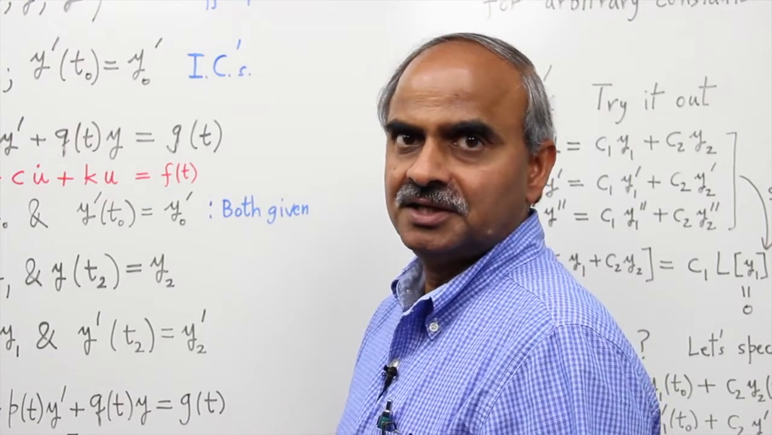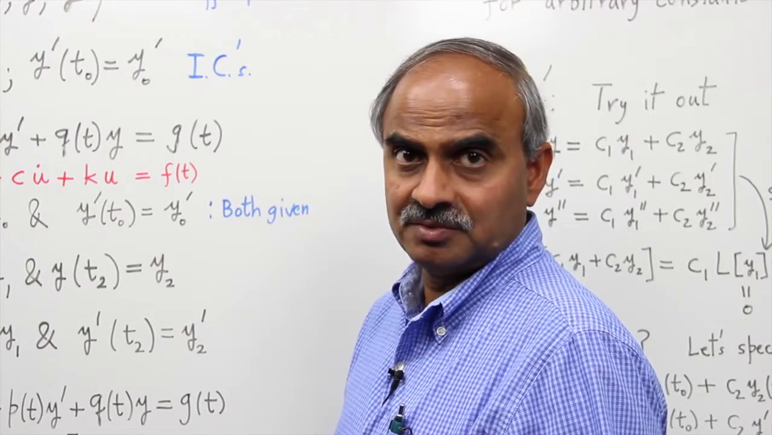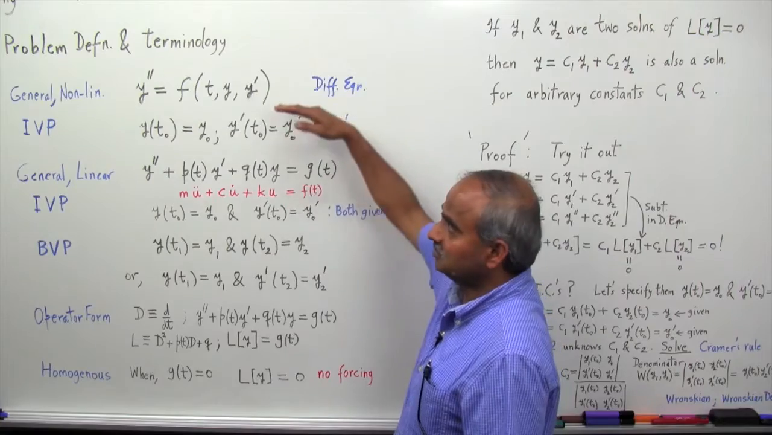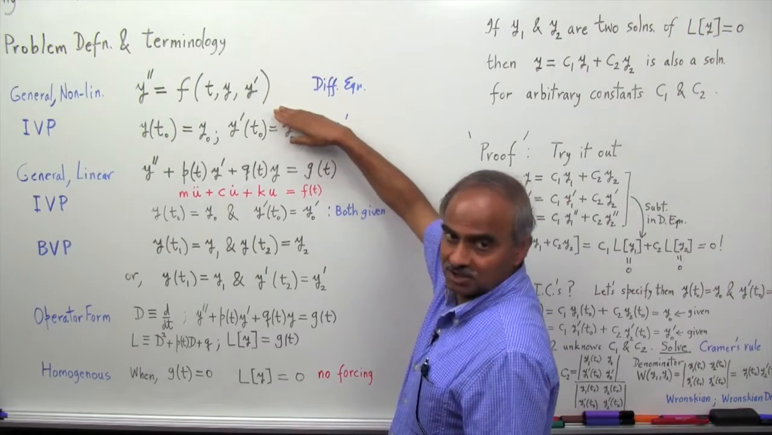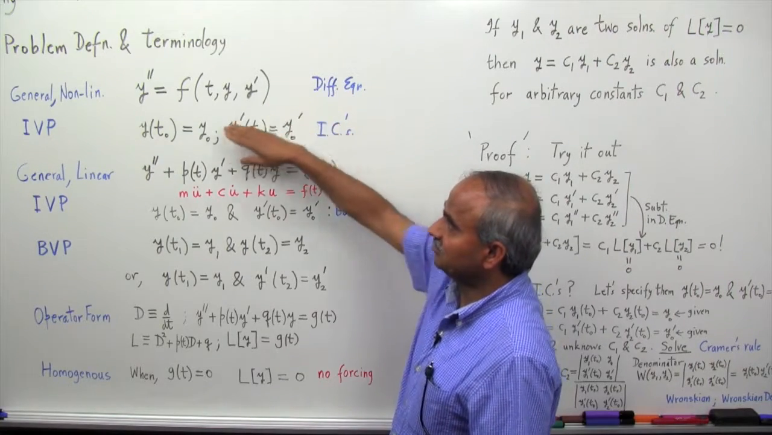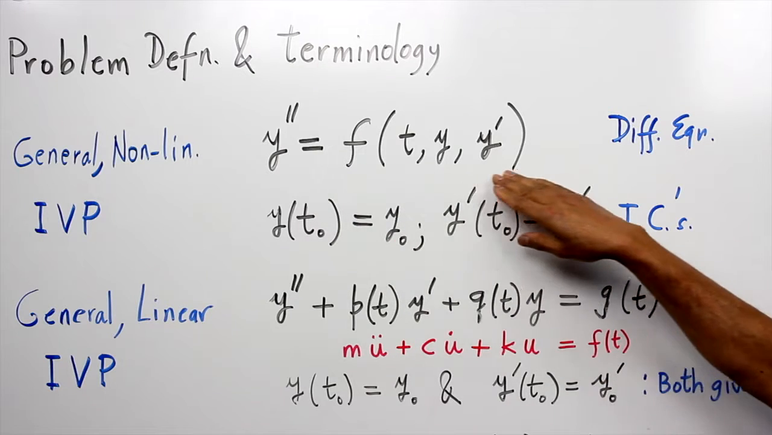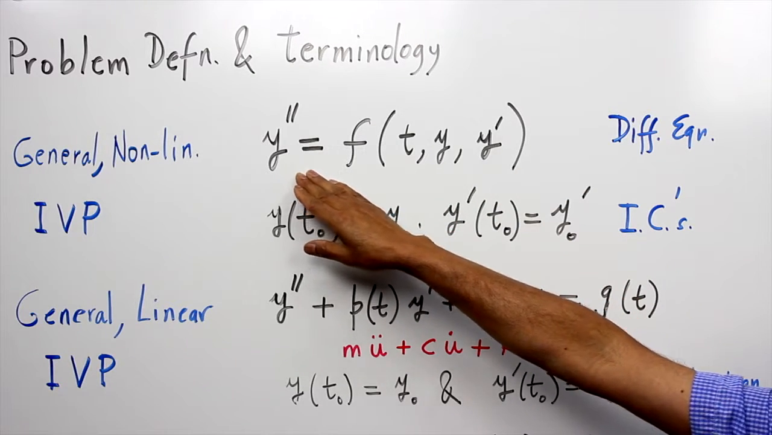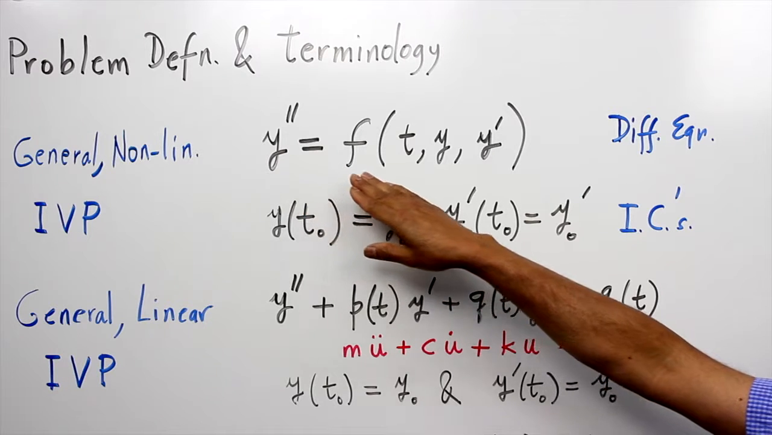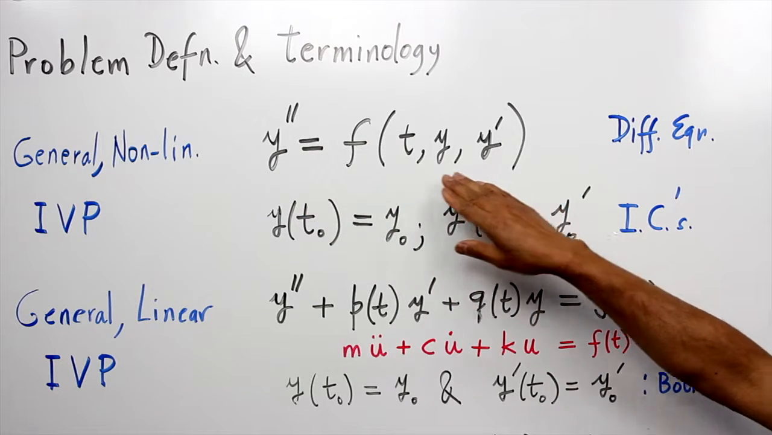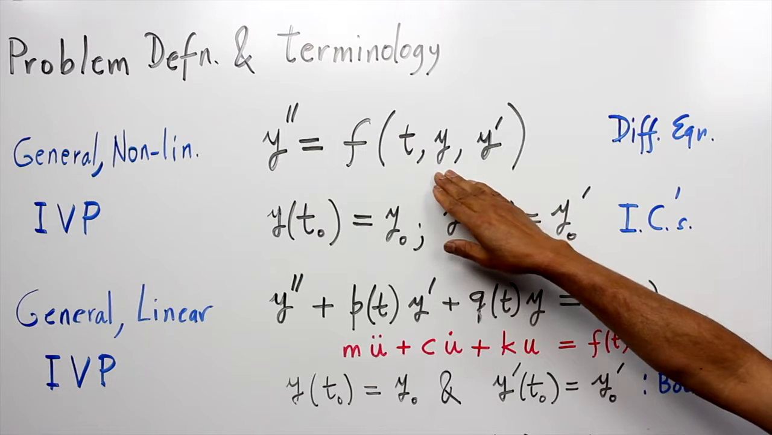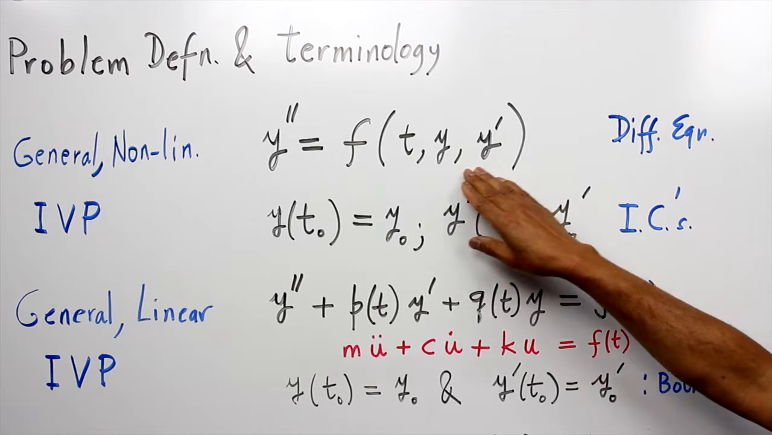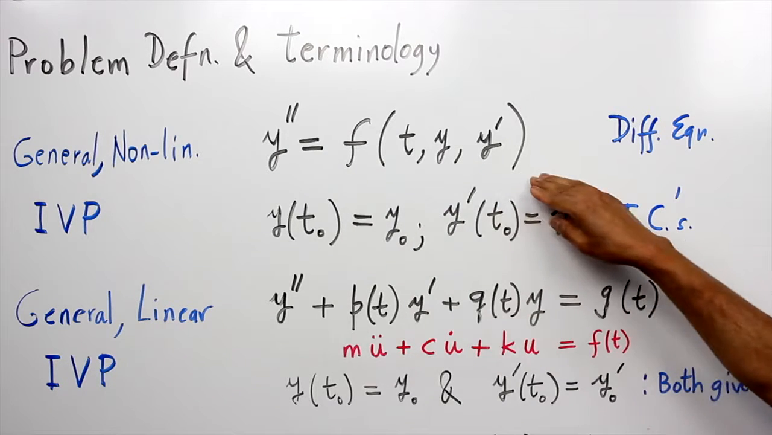Let's begin by looking at the general setup of the problem, where we will define the problem. In general, for the nonlinear case, we have a second order differential equation written in this form. The second derivative of y in time, denoted as y double prime, is in general given by some function of time, y itself, and the first derivative.